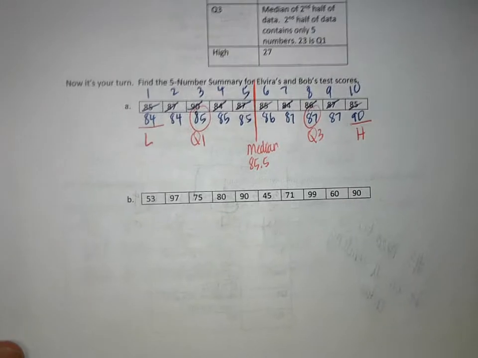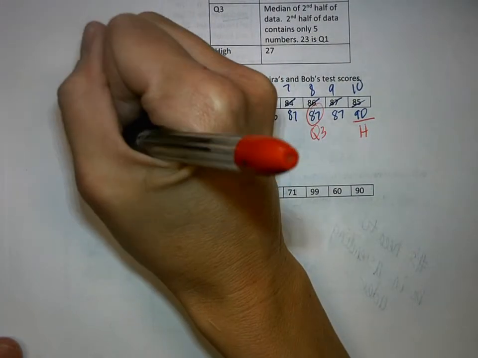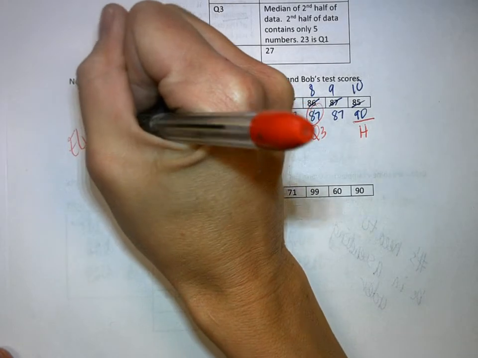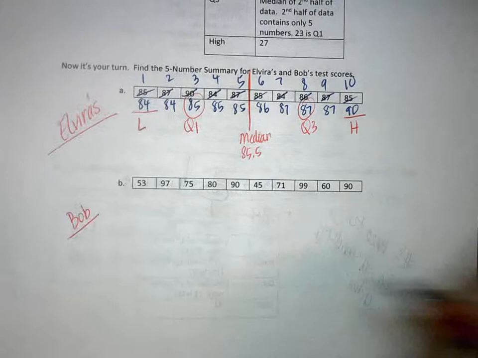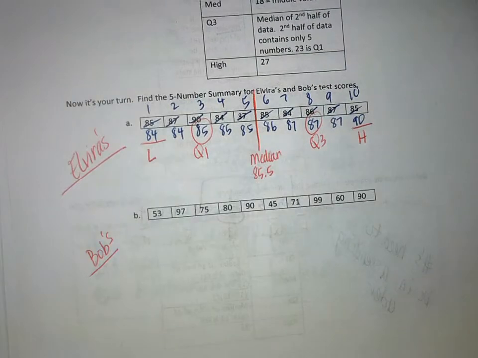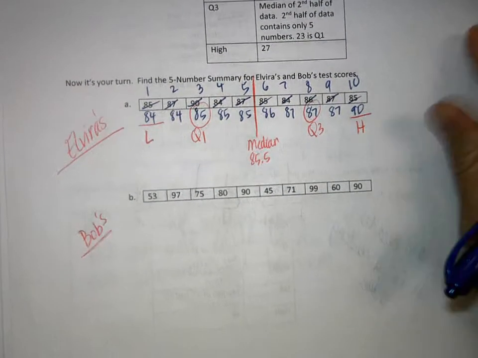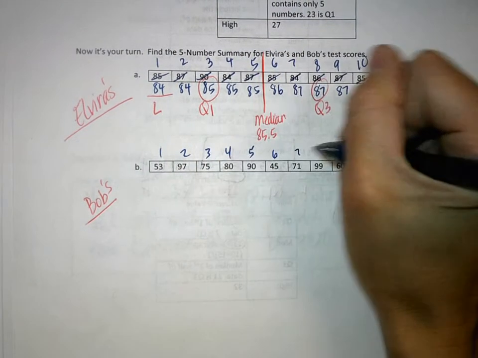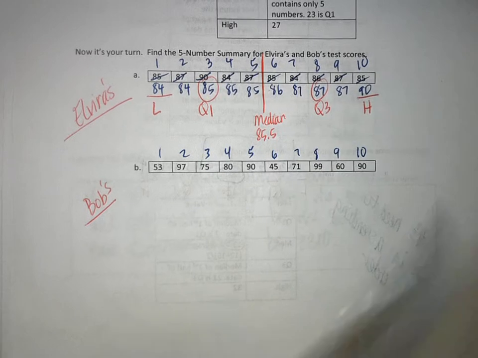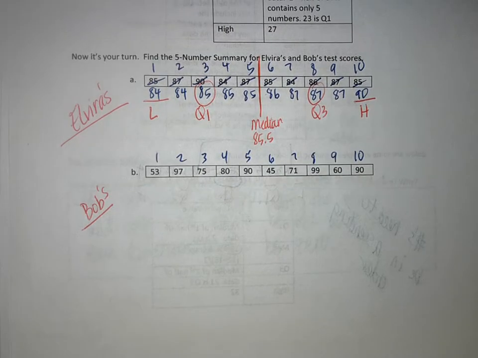Now, this was Elvira's data that we've been talking a lot about through this unit. And now we're moving on to Bob's data. Okay, so again, I'm going to go ahead and list all of these numbers. So we have 1, 2, 3, 4, 5, 6, 7, 8, 9, 10. Are these in order right now? No. So we need to rewrite them in order.